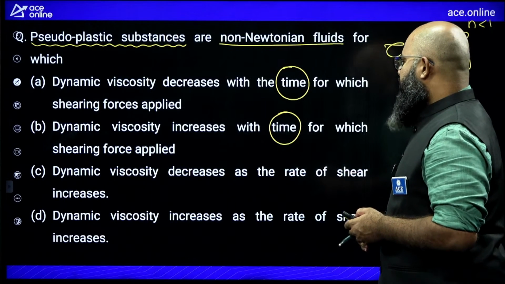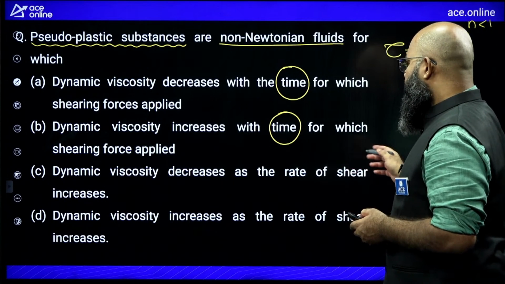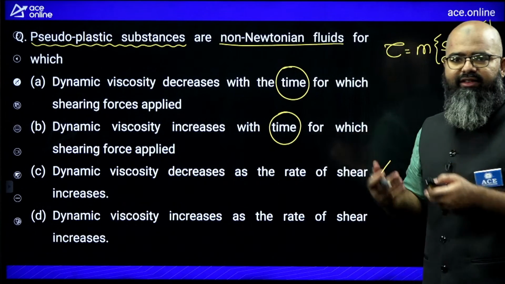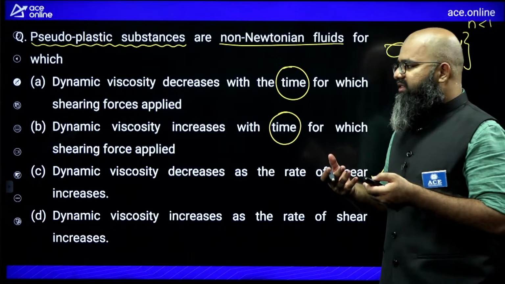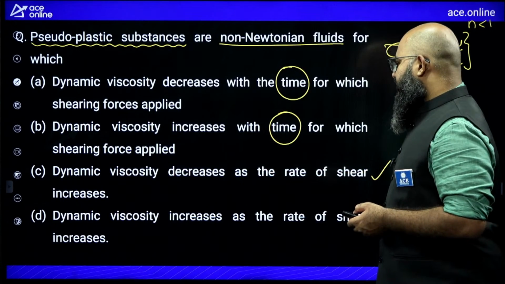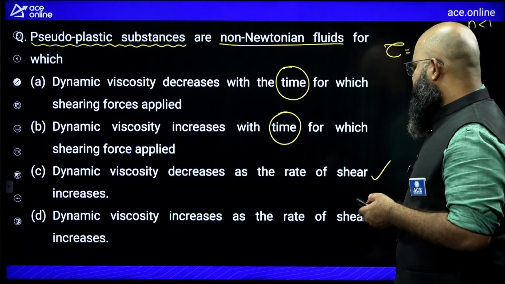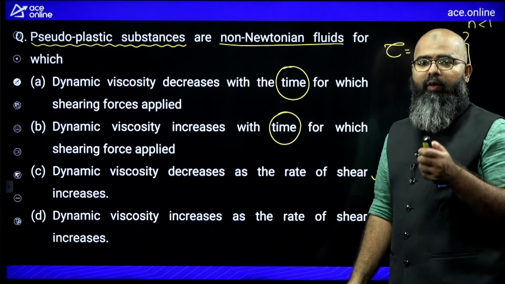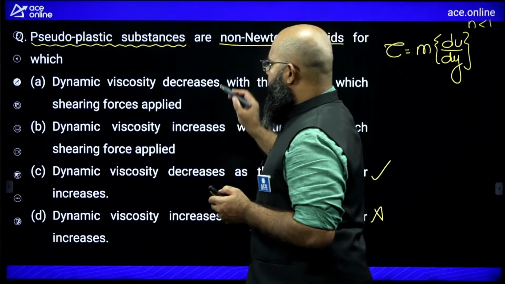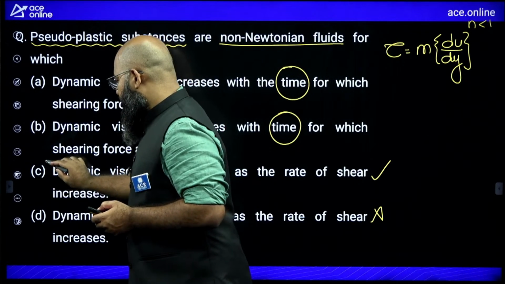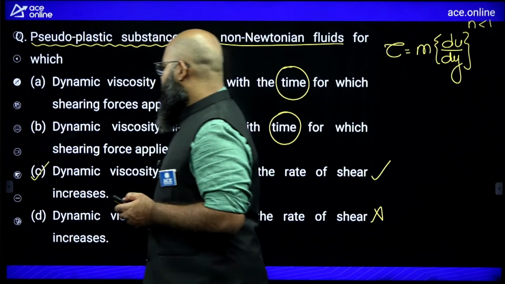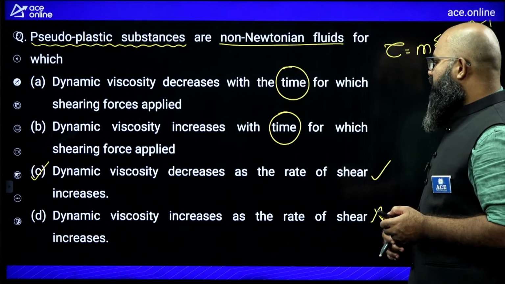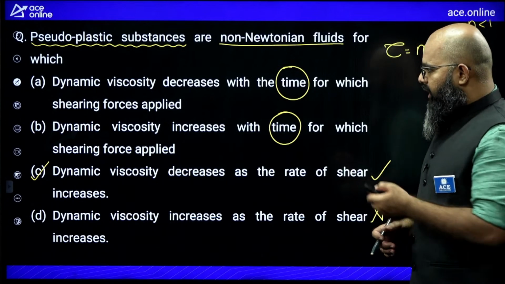Moving further, dynamic viscosity decreases as the rate of shear increases. This is correct. Viscosity decreasing means what? Resistance also is decreasing. Option D is saying dynamic viscosity increases as the rate of shear increases. This is wrong. This option D would be correct provided it was dilatant fluid. So right now, pseudoplastic fluid we are having. The correct option over here is option C, dynamic viscosity decreases as the rate of shear increases. I hope this is clear to you.